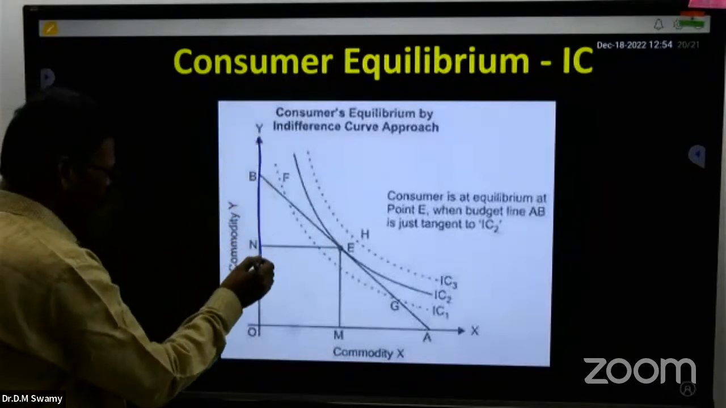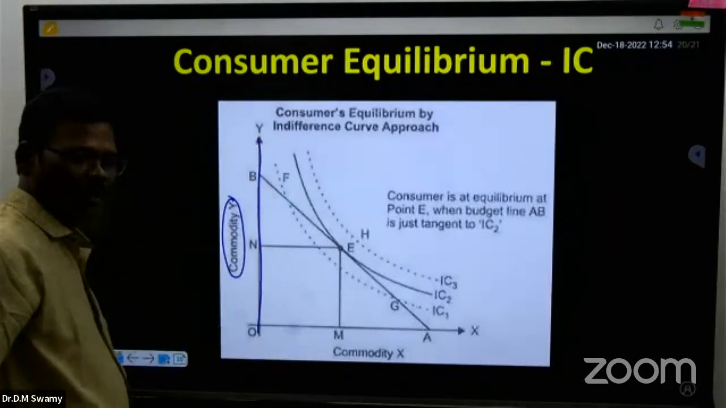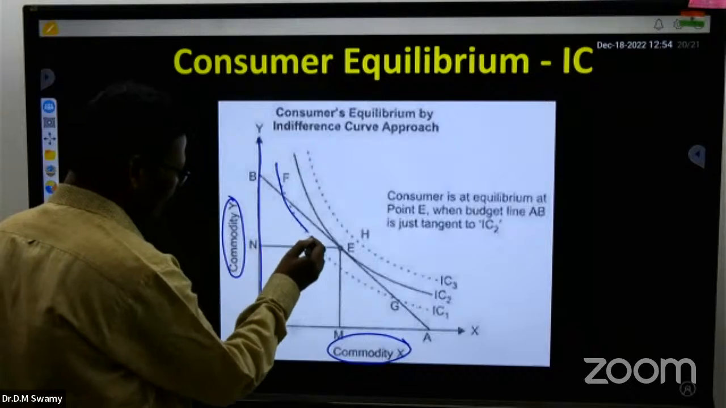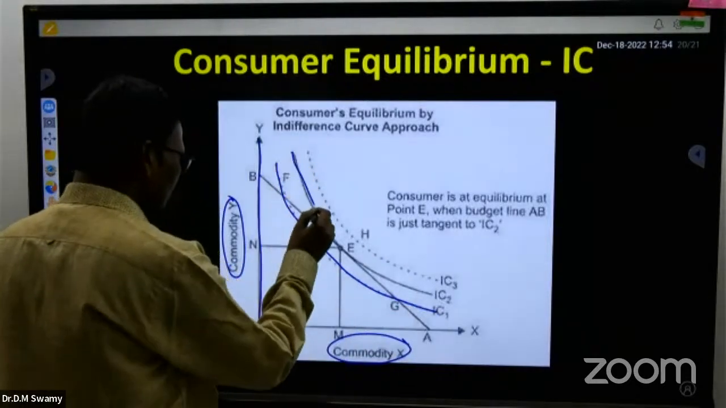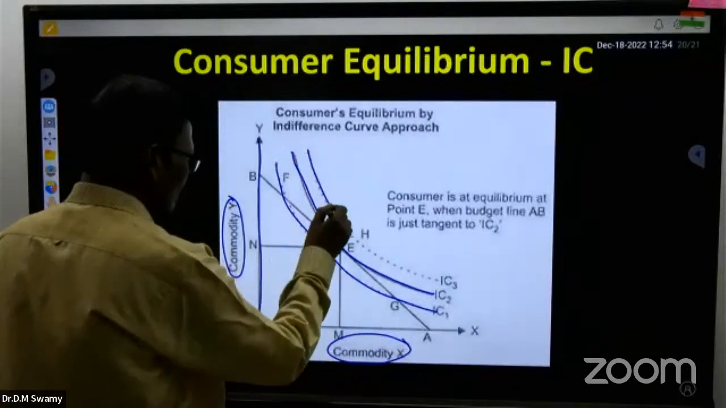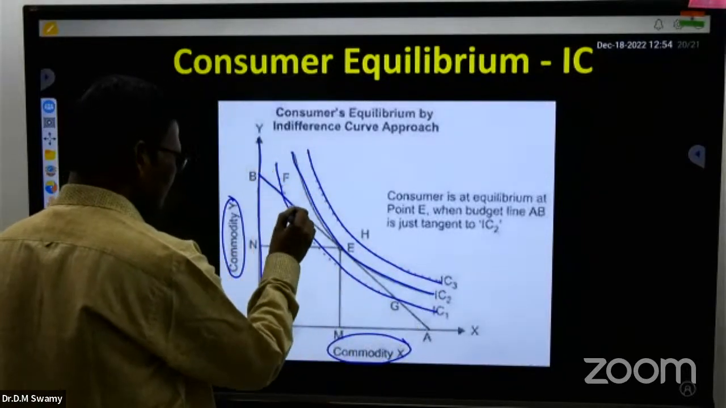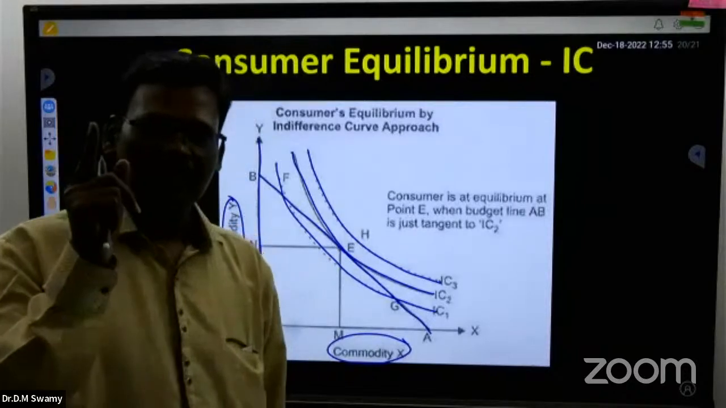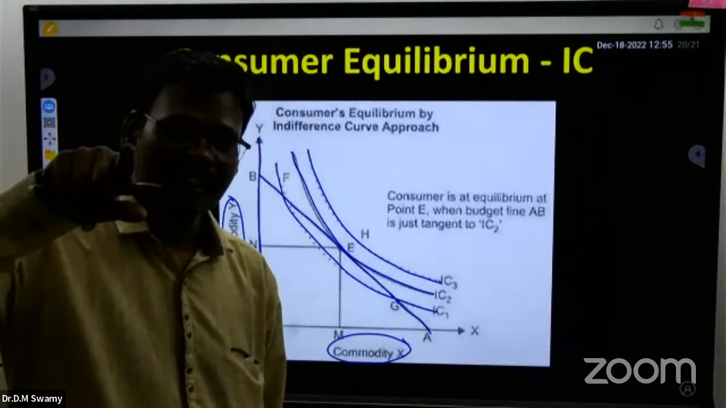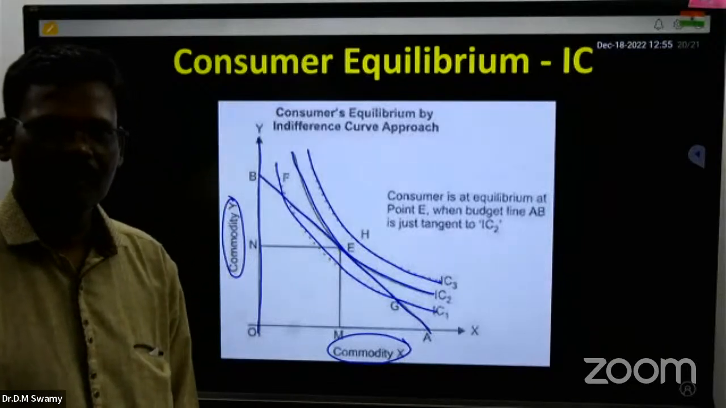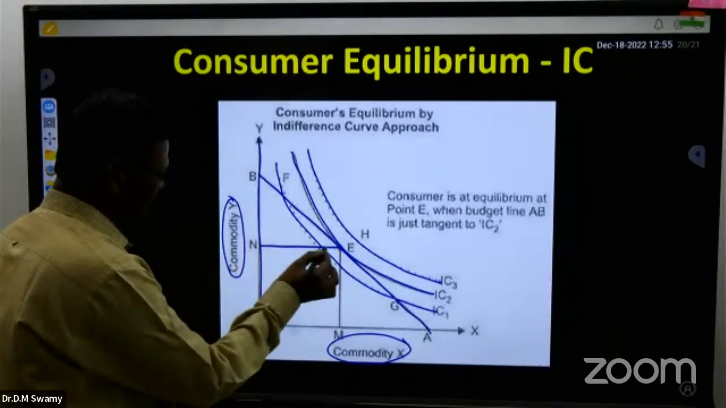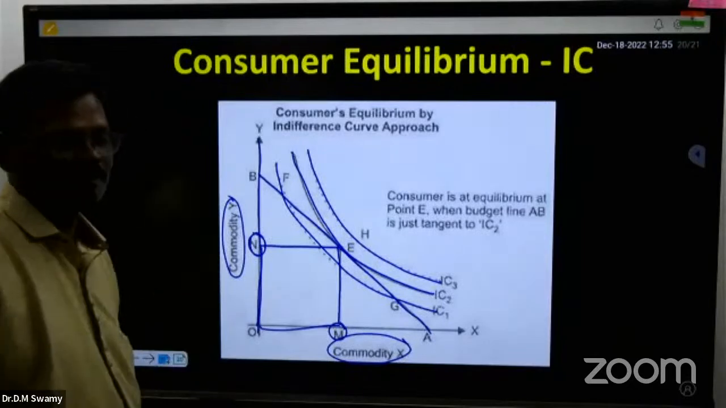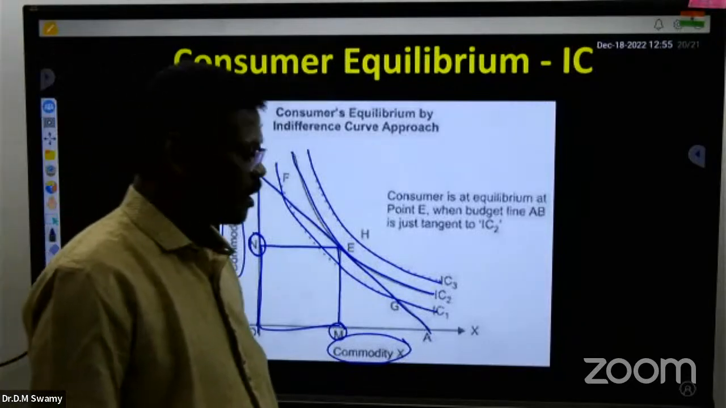This is the Y axis, where the Y commodity is measured. This is the X axis, where the X commodity is measured. These are the indifference curves. This is the budget line. The consumer will get equilibrium where the budget line touches the indifference curve, by consuming this much of X and this much of Y. So this is called consumer equilibrium.